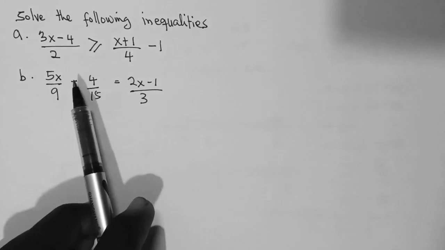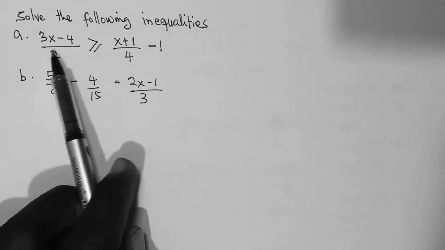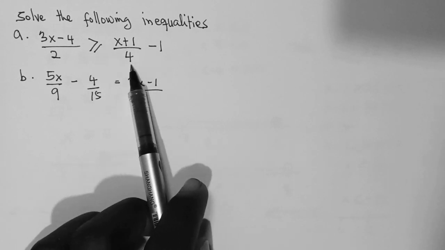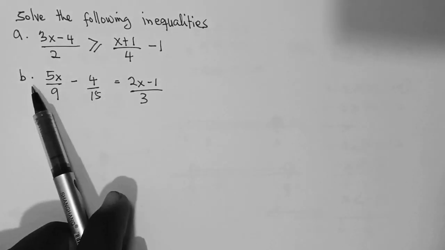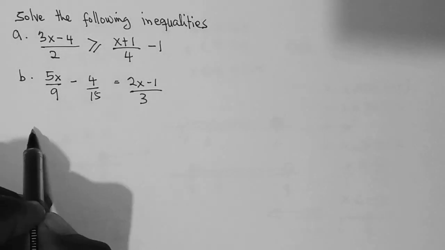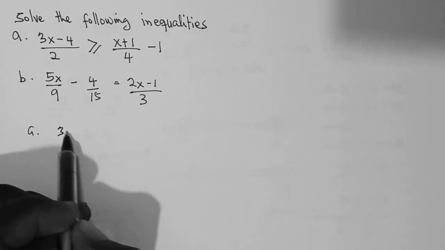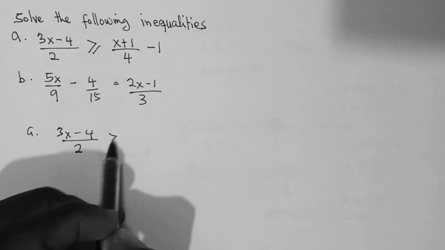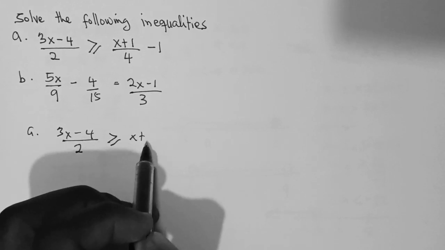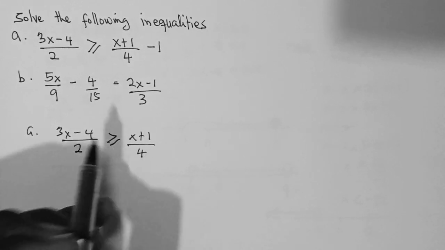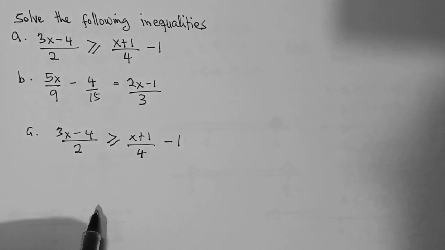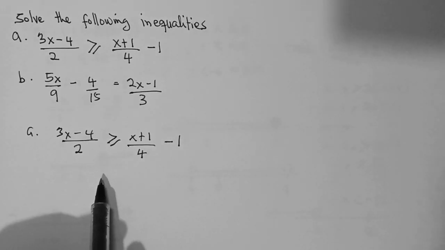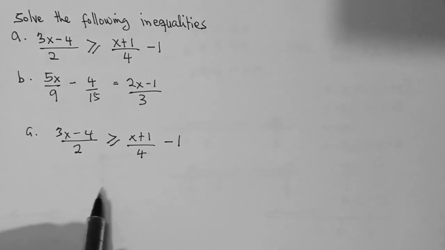Solve the following inequalities, which is (3x minus 4) divided by 2 greater than or equal to (x plus 1) divided by 4 minus 1. And then this is the B part. So let's start with the A, which is (3x minus 4) divided by 2, then greater or equal to (x plus 1) divided by 4 minus 1. So what we need to do is to multiply through by the LCM. The LCM of 2 and 4 is 4.